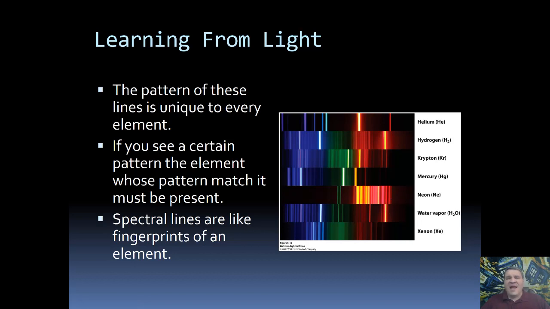What this means is we can actually use the emission spectrum to determine what is there. Only one type of element is going to be able to give us a specific pattern. So, for example, if we see this pattern being given off by a star or other object, then we know that helium has to be present. If we see this pattern here, then we know that water vapor has to be present, and so on. We use the pattern of the emission spectrum as a fingerprint to help us identify what elements are there.